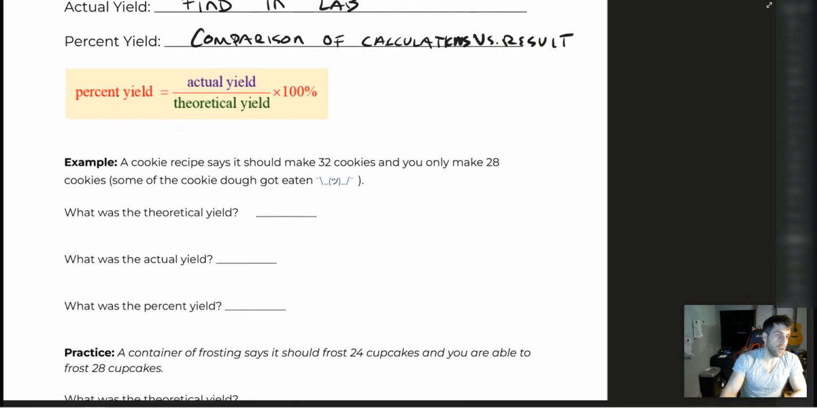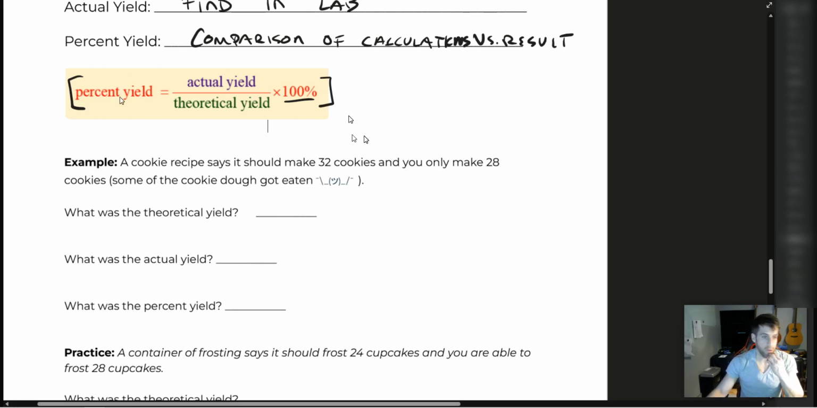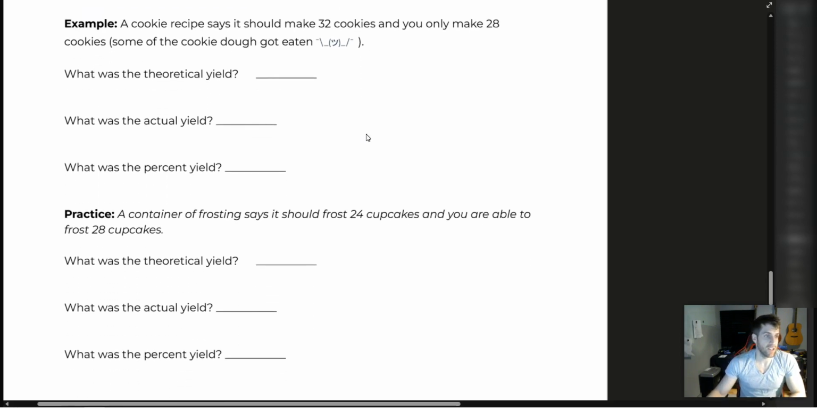So our little equation here: percent yield equals the actual yield divided by the theoretical yield times 100%. That's to get our percentage of what the actual percent yield is. So let's take an example here. A cookie recipe says it should make 32 cookies, and you only make 28. Some of the cookie dough got eaten.